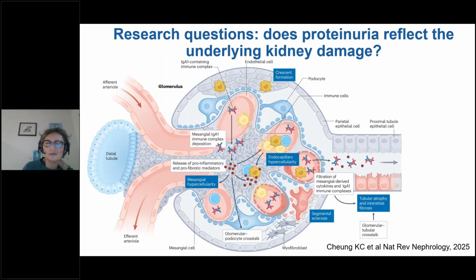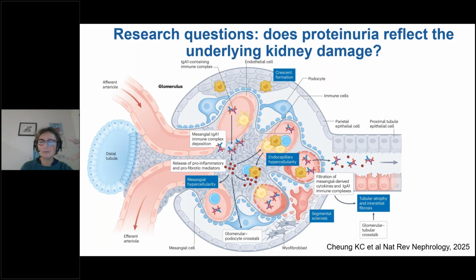Overall, what I wanted to point out is that, in terms of research questions, one of the most pressing is this: we know that there have been beautiful papers showing, and this has hugely helped the progress of clinical trials for IgA, that proteinuria really drives the accrual of chronic kidney damage over years. However, what we do not know is whether proteinuria accurately reflects the underlying kidney damage. So this is a call for action.